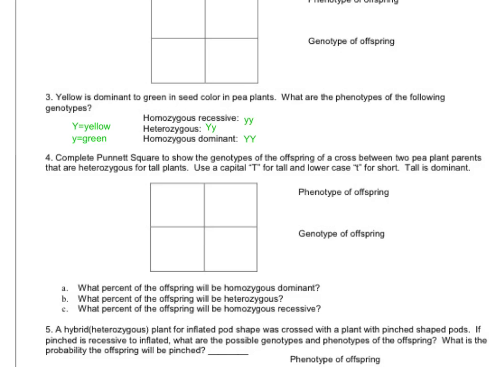So going back to the top, if the genotype is little y, little y, then the phenotype for homozygous recessive would be green, and for heterozygous big Y, little y, that phenotype would be yellow. And for homozygous dominant, big Y, big Y, that phenotype would be yellow again. So the genotypes are in green, and the phenotypes are in black.